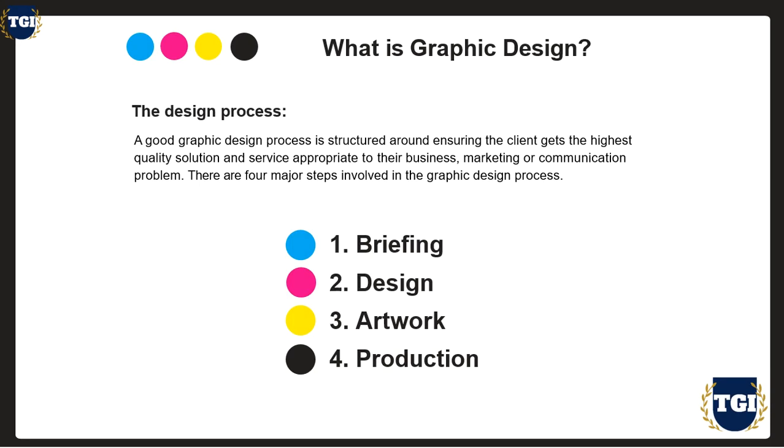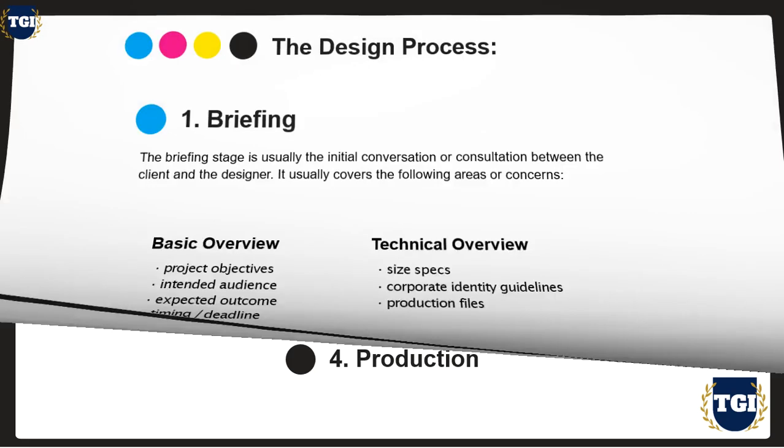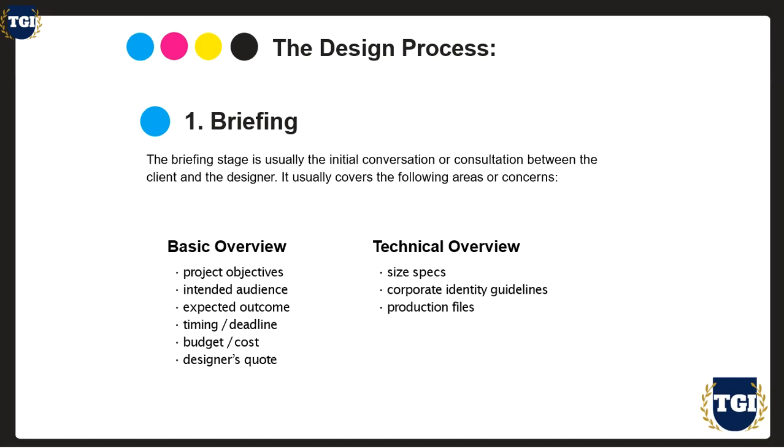The design process. A good graphic design process is structured around ensuring the client gets the highest quality solution and service appropriate to their business, market, or communication problem. There are 4 major steps involved in the graphic design process, which we are going to look at. We have briefing, we have design, we have artwork, and we have what we call production. So let's get into that and look at what it actually means.